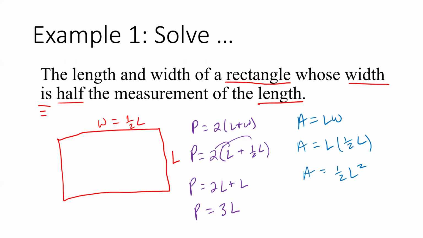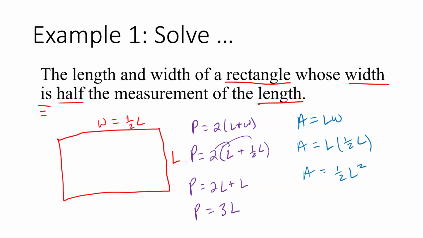So if this was multiple choice, it would ask, pick an equation that would represent perimeter. We would all choose P equals 3L, right? An equation that represents the area. We choose 1/2 L squared, correct?